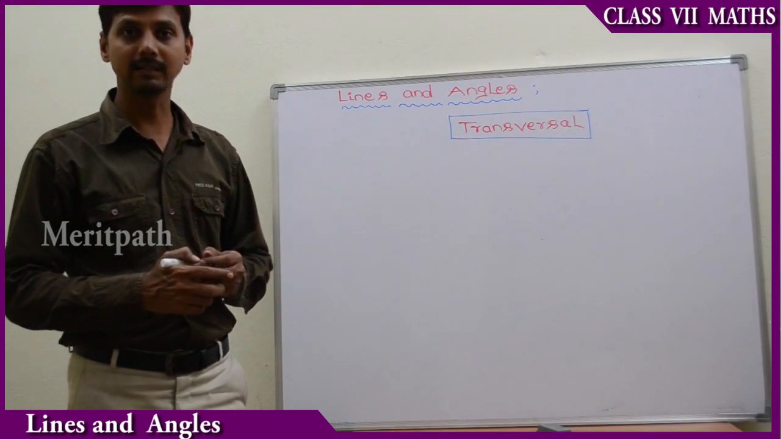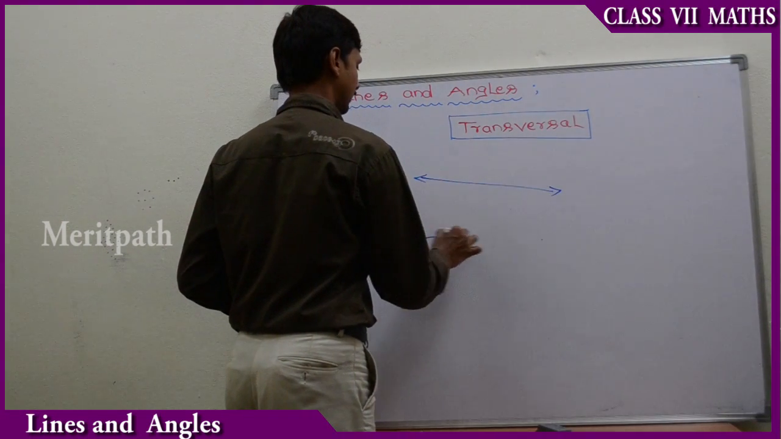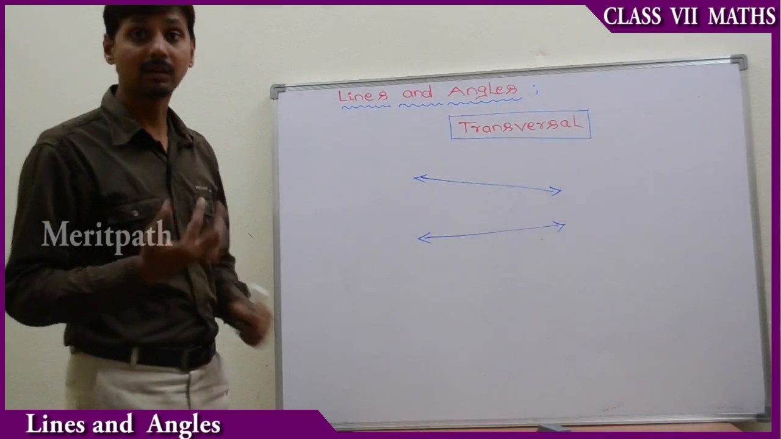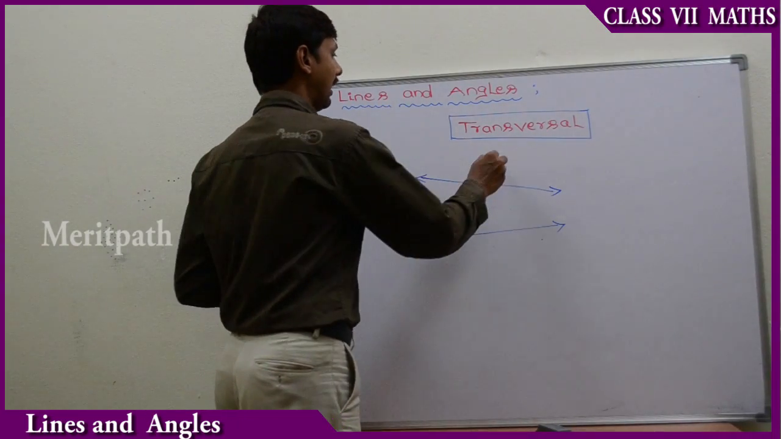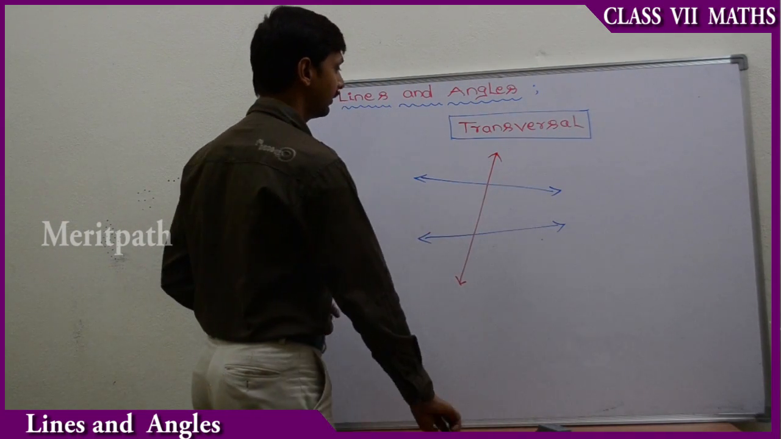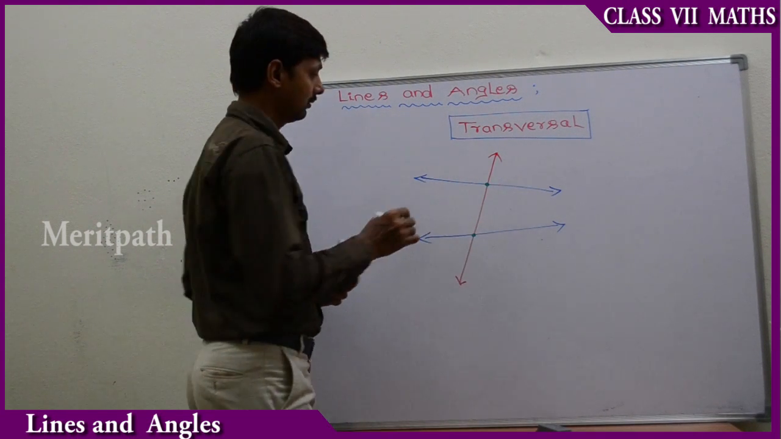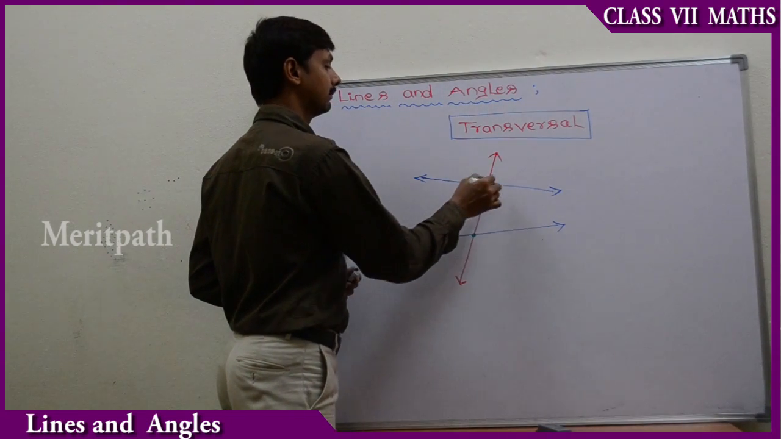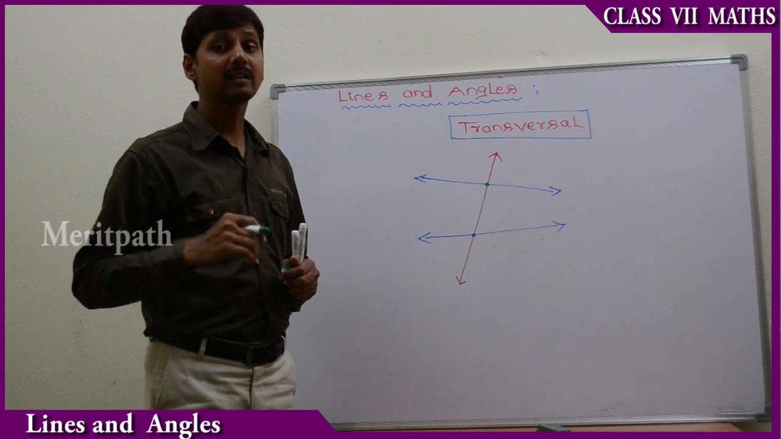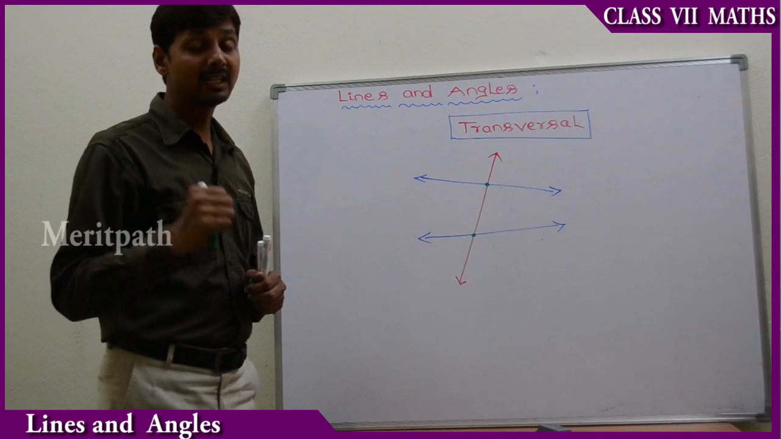The two lines are intersecting at two distinct points. For example, we take two lines in a plane intersected by some other line, a third line, and they are intersecting at two distinct points. Let's name them A, B, C, D. Four angles will be formed, as we discussed earlier, when two lines intersect.